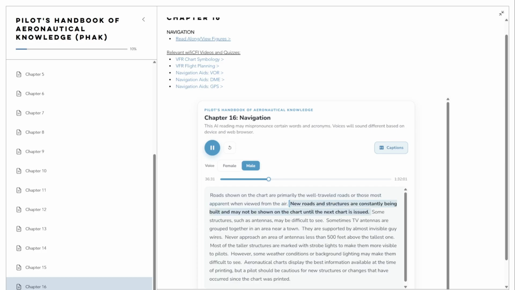New roads and structures are constantly being built and may not be shown on the chart until the next chart is issued. Some structures, such as antennas, may be difficult to see. Sometimes TV antennas are grouped together in an area near a town. They are supported by almost invisible guy wires. Never approach an area of antennas less than 500 feet above the tallest one.